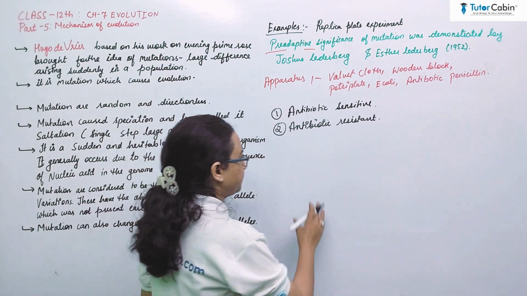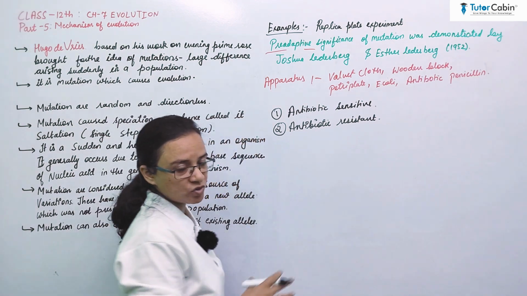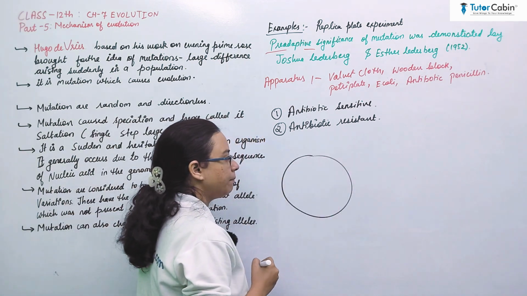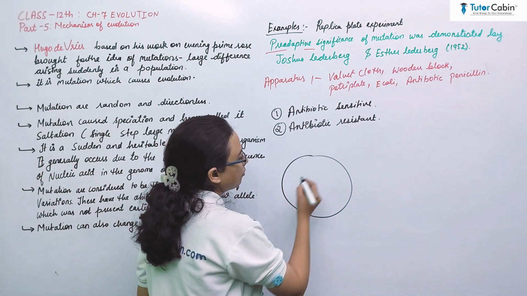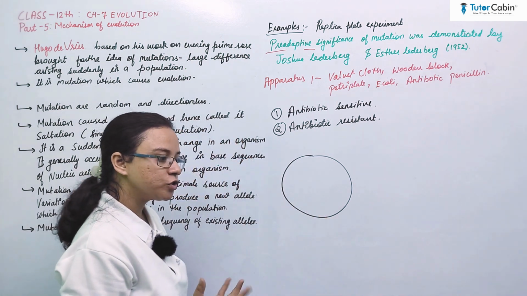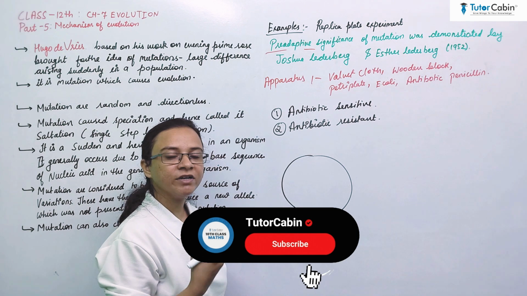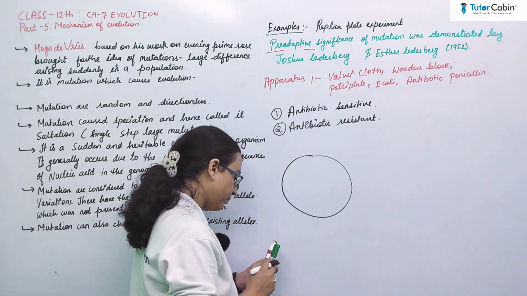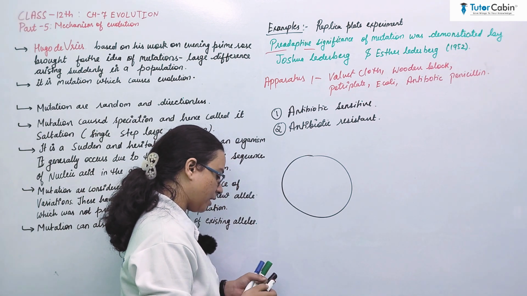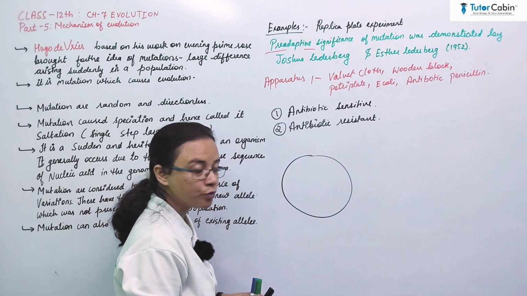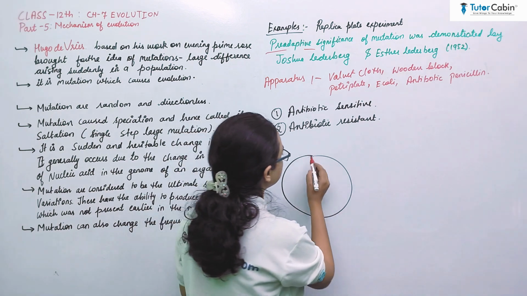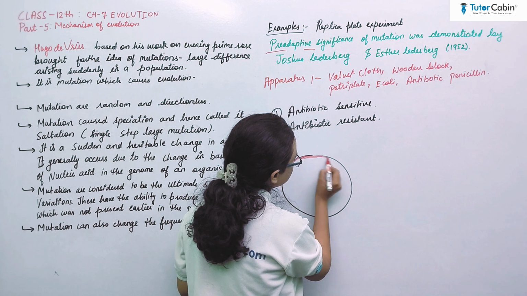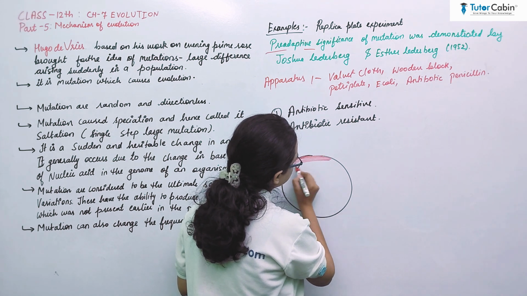First of all, the procedure: we take a petri plate, an equipment which is used for the cultivation of organisms in the laboratory. We use a sterile petri plate, and nutrient agar medium is poured into this petri plate.